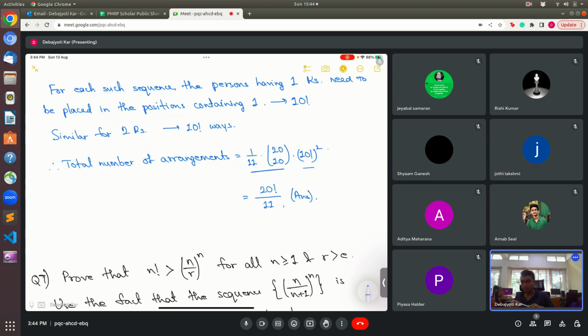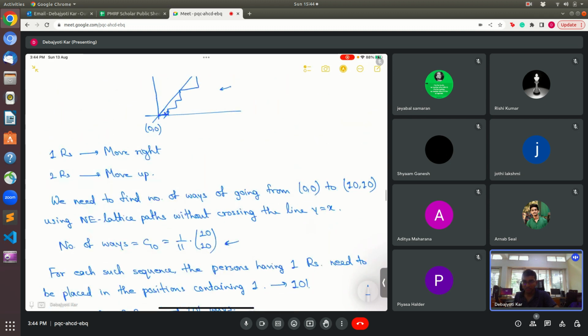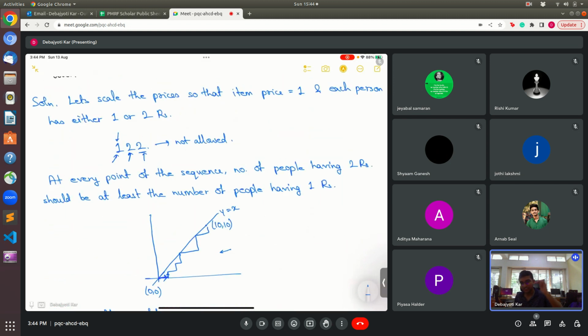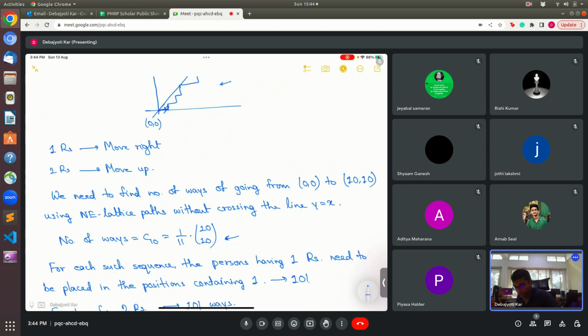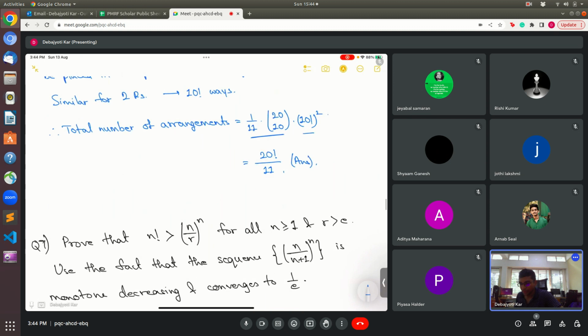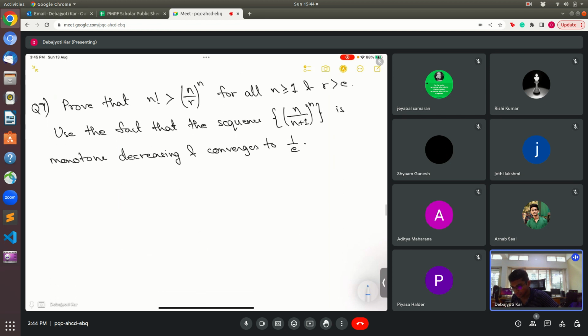So this connection to the Catalan number setting was the main catch in this question: the number of possible sequences exactly corresponds to the number of lattice paths from 0, 0 to 10, 10 without crossing y equal to x. This was the main catch that you need to have. I hope it's clear. So let's go to the next question.